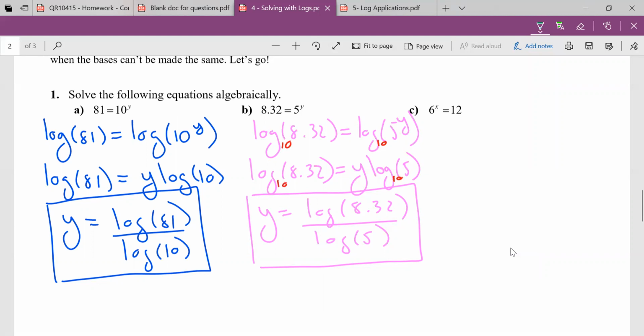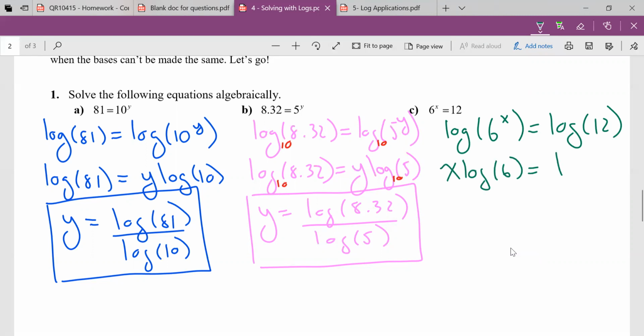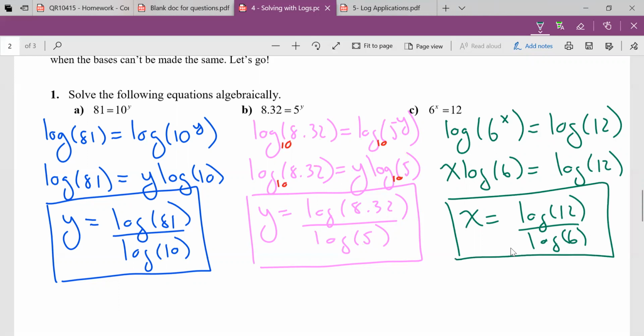Okay, last one, same thing. Can't make bases the same. Take the log of both sides, right? What I do to one side, I do to the other because it maintains that equality. Power becomes the coefficient. And divide both sides by log 6. And there we go. Okay, easy peasy. So again, the logarithm, this function, is really helping us solve for these unknown exponents in a pretty quick way.